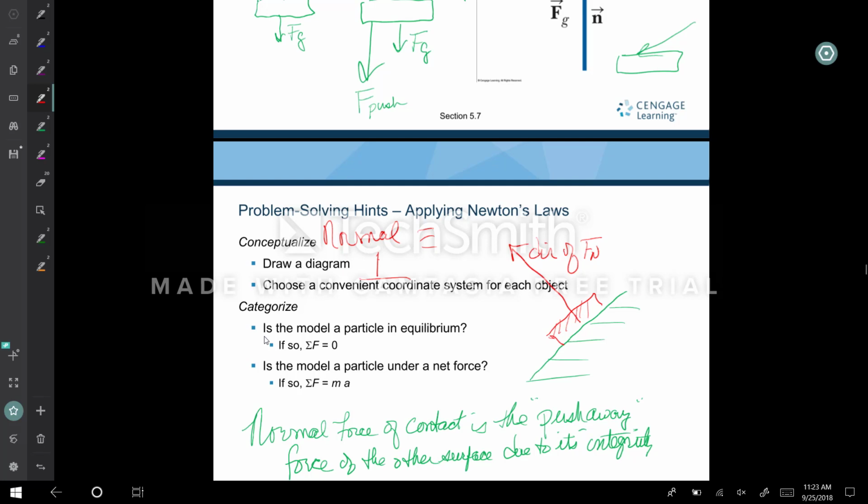No, no. We assume perfect integrity. We assume perfect cohesion of the two materials so they don't intermix.